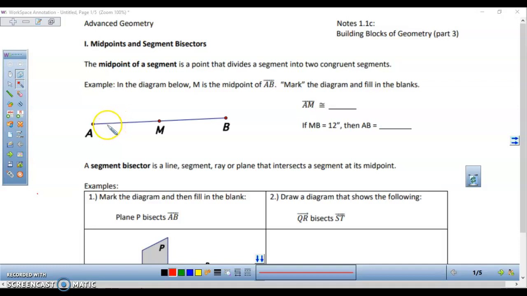Hello, Advanced Geometry students! Today's lesson is 1.1c. We're going to finish up section 1.1, which is the building blocks of geometry. And today's focus is on midpoints and segment bisectors.